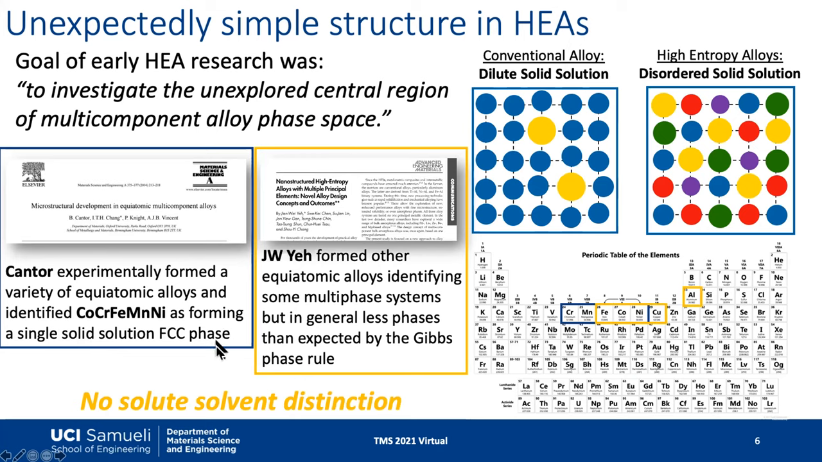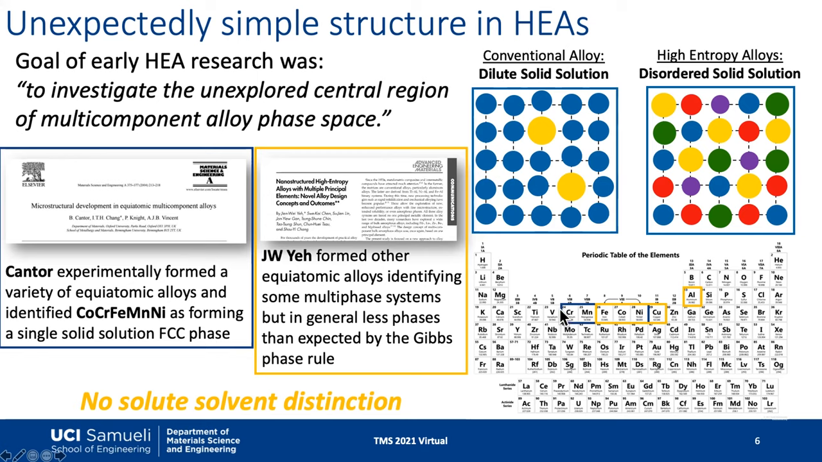At the same time, with the paper in 2004, you looked at a compositional space that's a little different. But nevertheless, he also observed that fewer phases were being observed than what was expected by the Gibbs phase rule.